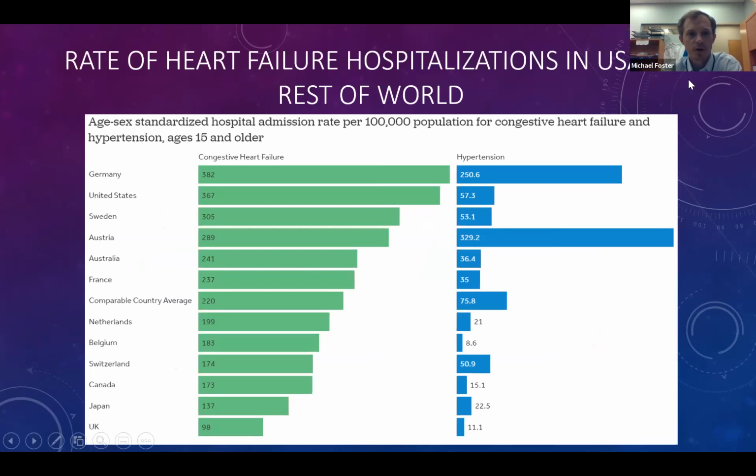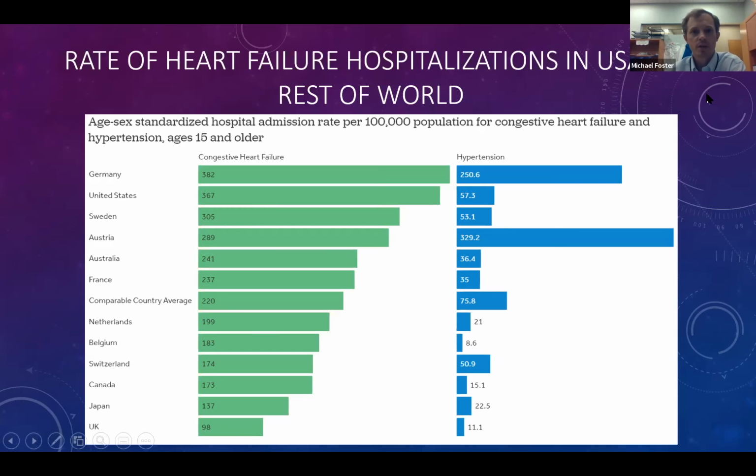Our rate of heart failure admissions tends to be higher than the rest of the world. We also have a higher burden of ischemic heart disease than much of the world, and a higher level of obesity. So this may be following that, but you can tell that we run with Germany and some of the Scandinavian countries, whereas Japan and the United Kingdom tend to have a better hospitalization rate for heart failure.